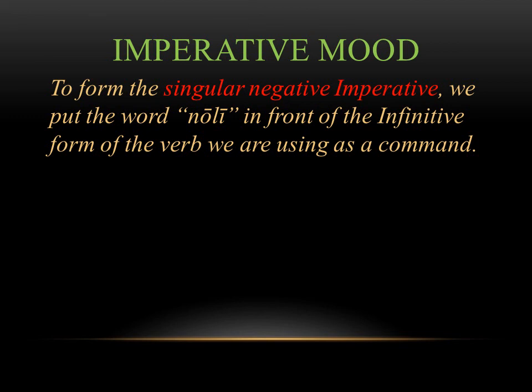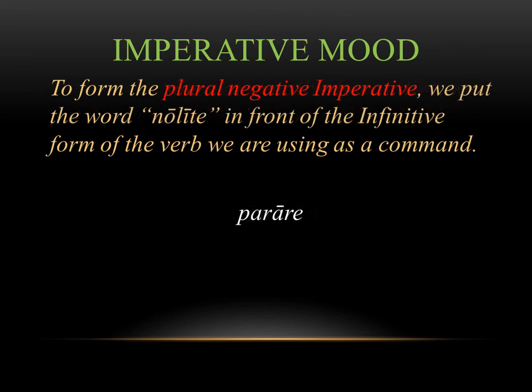To form the singular negative imperative, meaning you're telling one person not to do something, you have to put the word noli in front of the infinitive. And now you're issuing a negative command. So let's take the verb parare again. To make it negative, we would add noli. Now instead of prepare, you're saying don't prepare. You're telling one person to not do something.